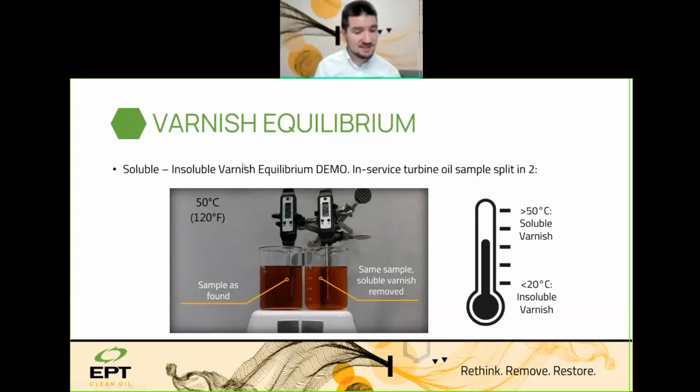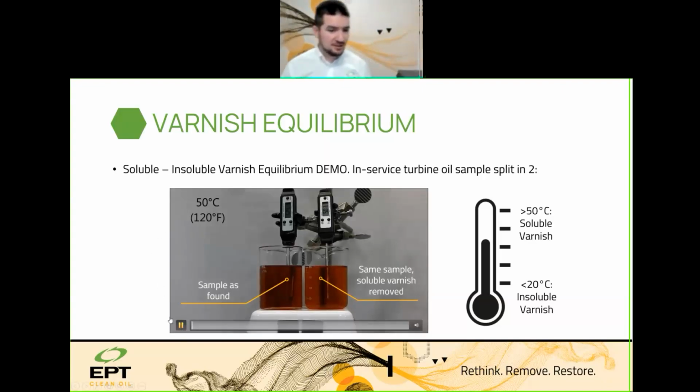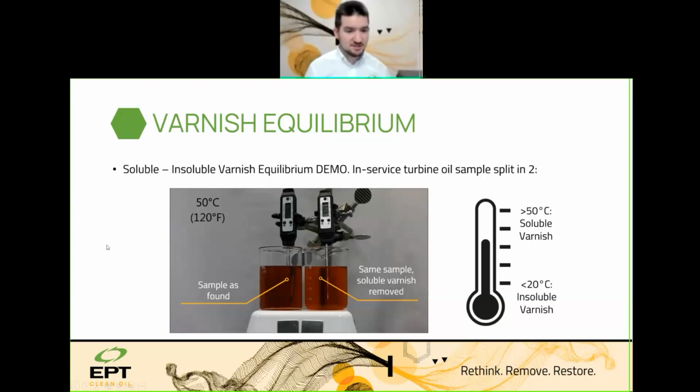So let's see what happens under constant conditions here. The system's obviously at equilibrium, but let's see what happens as we begin to cool the oil sample down. You'll note they both look clear and bright when they're warm because any varnish that is present is dissolved. You can't see it. You can see the thermometer through both beakers.